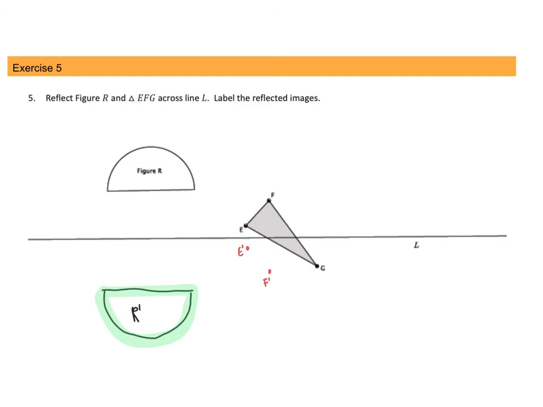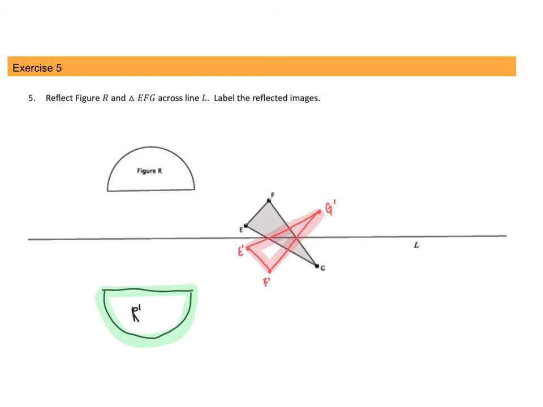And then G is on this side, so my new G is going to be on this side. And this is going to be my G prime. And then I can connect them, E, F, G, and it looks a lot easier than it actually looked before, because I get overwhelmed with those shapes trying to think about reflecting them.